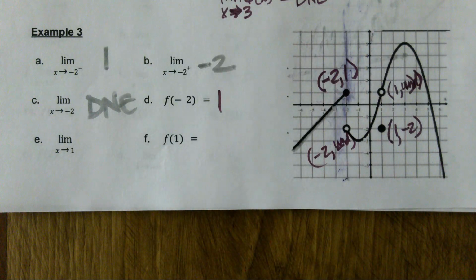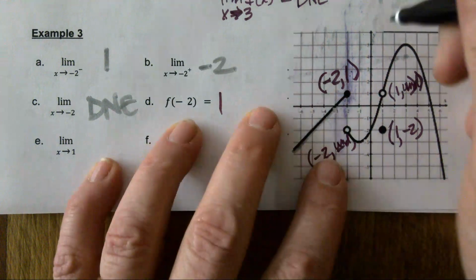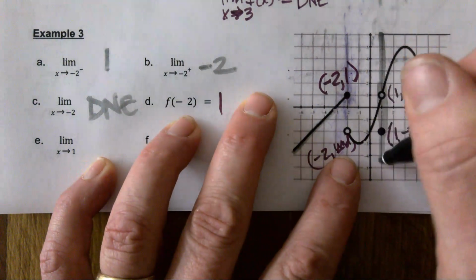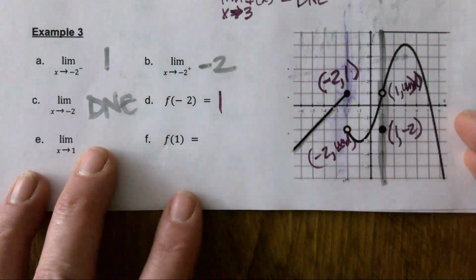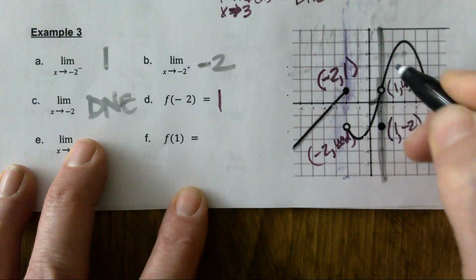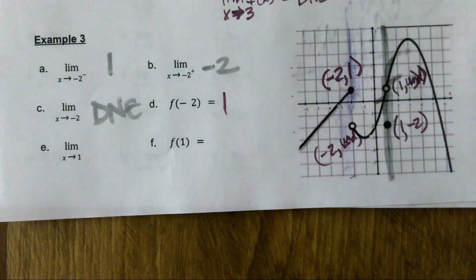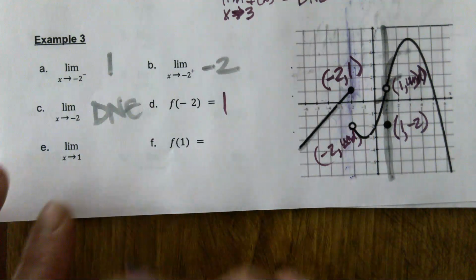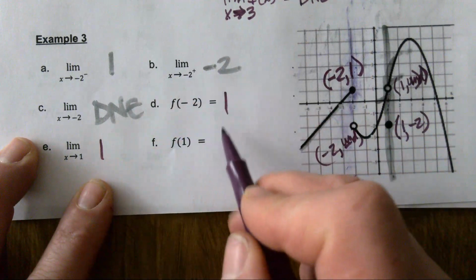So, what is the limit? Where does it go on the left and the right-hand side of 1? And what is the value? So if I draw a line, okay? Yep, my limit is 1, but my value is -2.